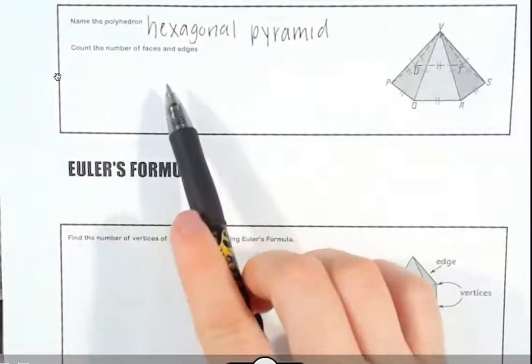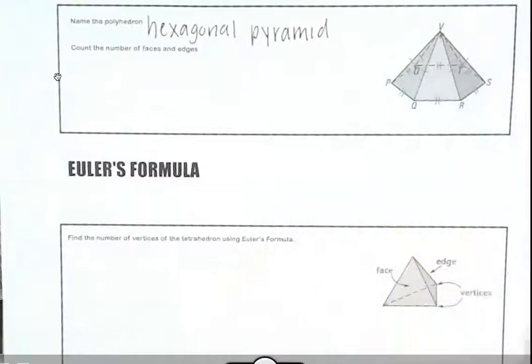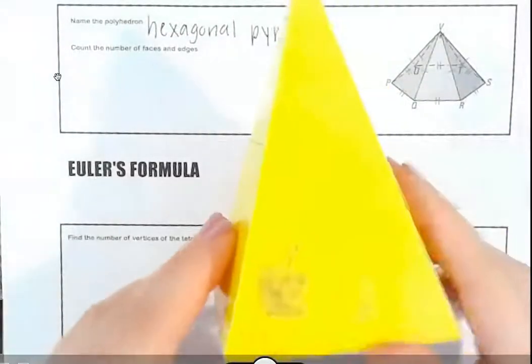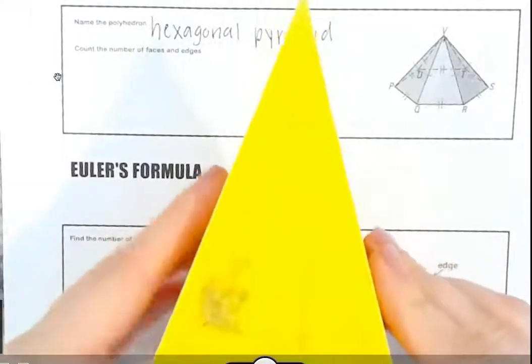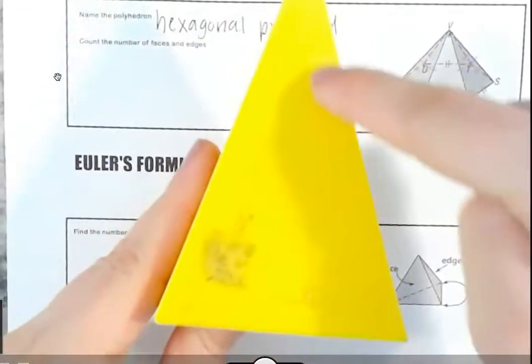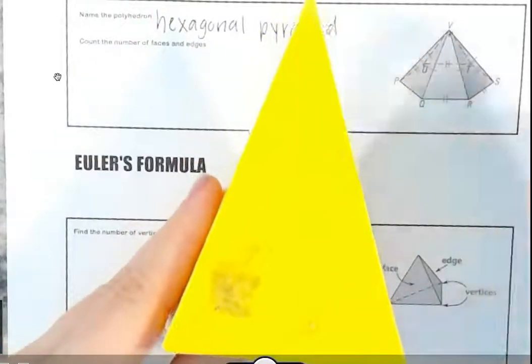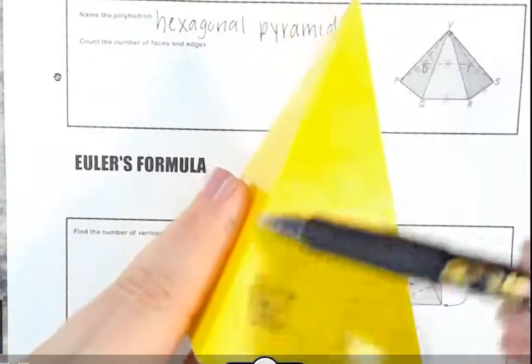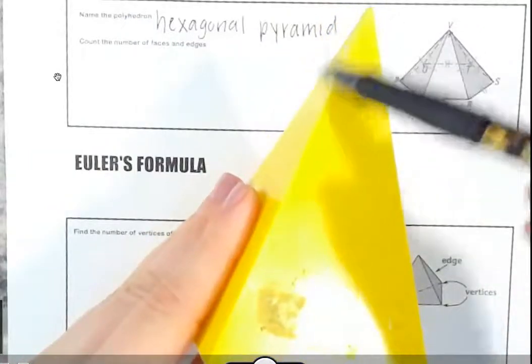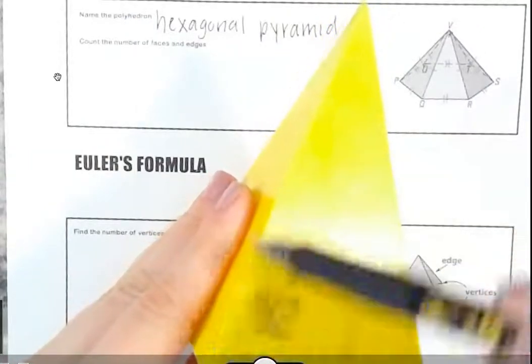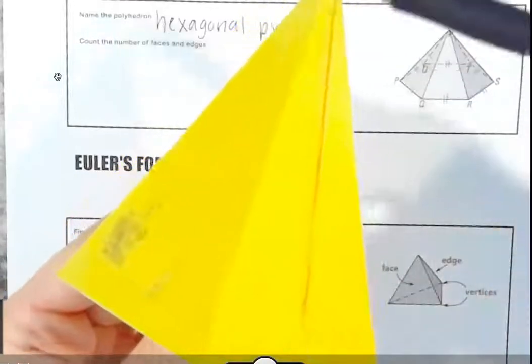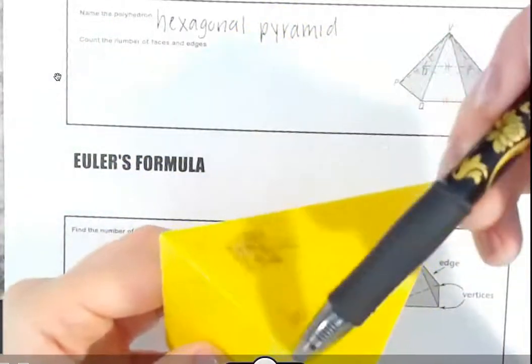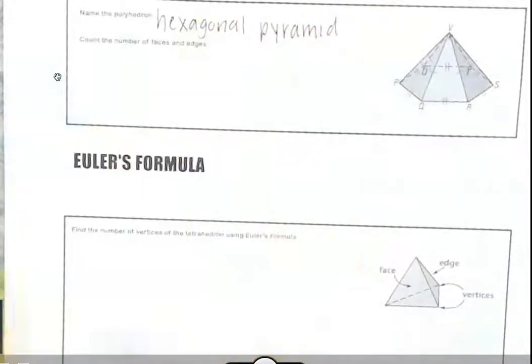Now count the number of faces and edges. This isn't the exact same shape, but I just want to show you on here. A face is the whole side. An edge is where your faces meet. So like this would be an edge. This is an edge. This guy right here, edge. But these sides of it are called your faces.